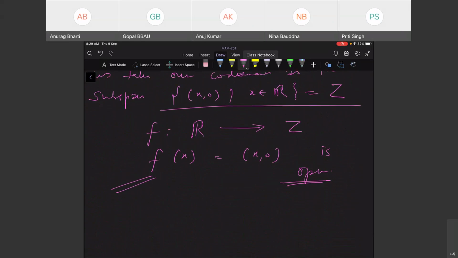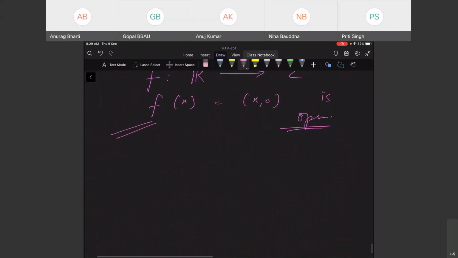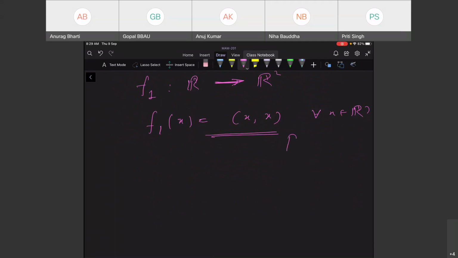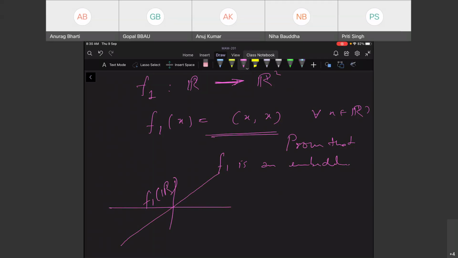This is not the only embedding of R in R2, there may be other embeddings as well. Suppose F1 from R to R2 given by F1(x) equal to (x, x) for all x in R. This is also an embedding. So prove that F1 is an embedding. In this case, take this is your Z. So this will be F1 of R, so that this is an embedding.